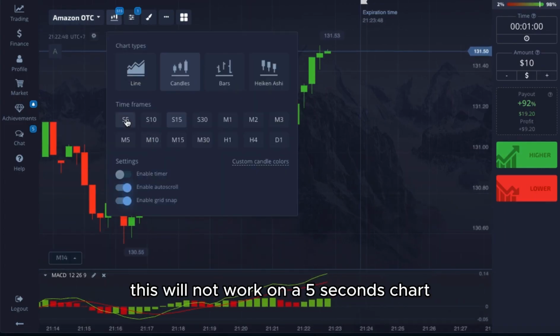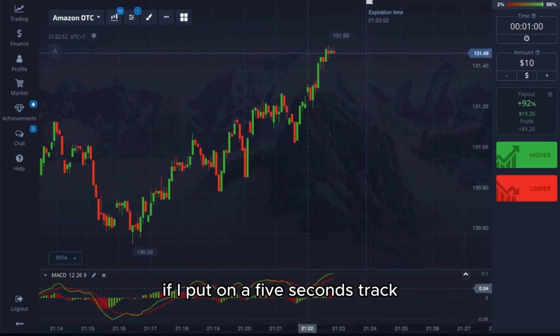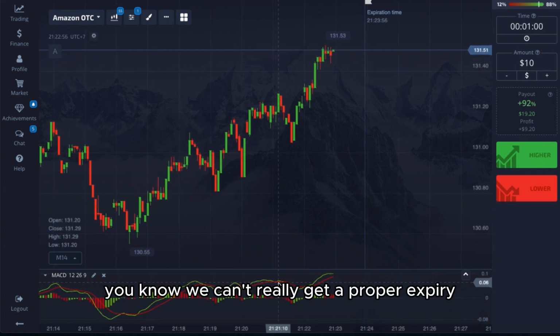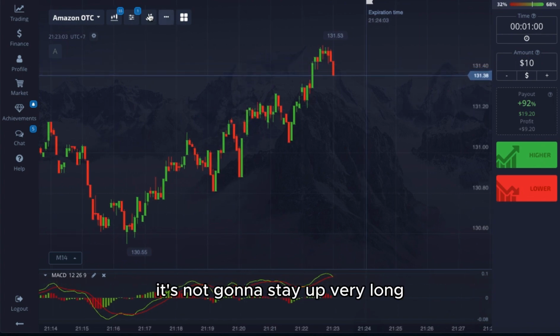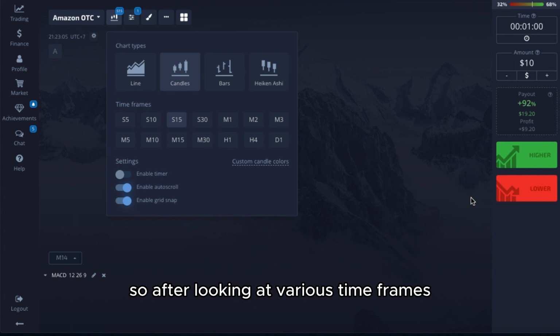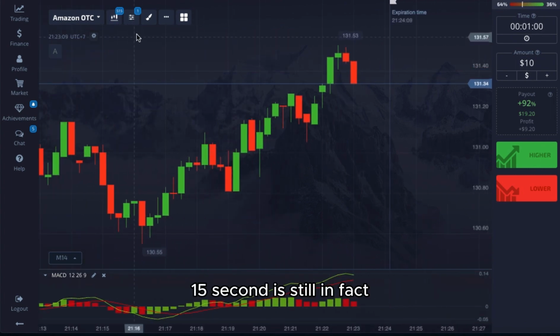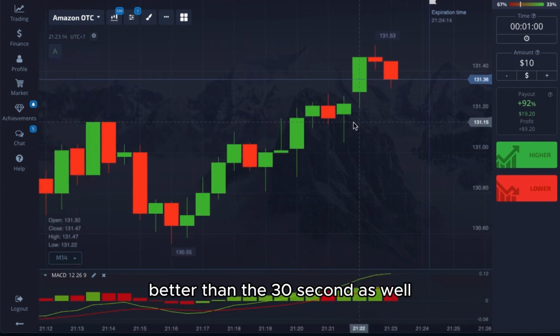This will not work on a 5 seconds chart. The reason is that if I put it on a 5 seconds chart, I'm going to realize that a lot of the time we can't really get a proper expiry, and when the cross happens, it's not going to stay up very long. So after looking at various time frames, I felt that the best one would be the 15 second. 15 second is still in fact better than the 30 second as well.